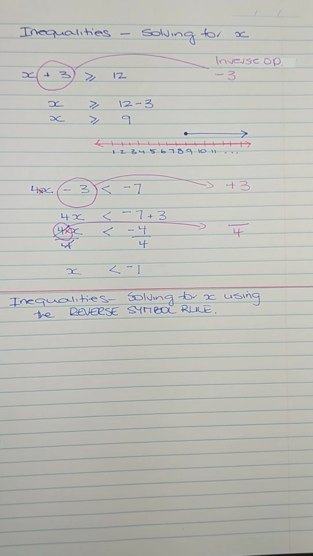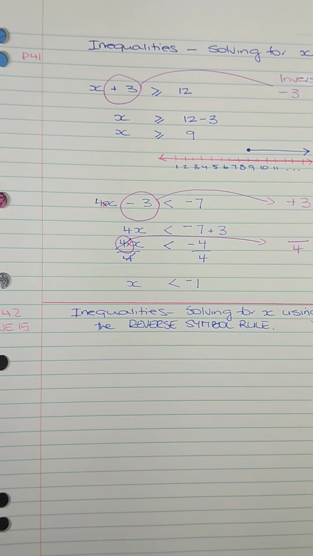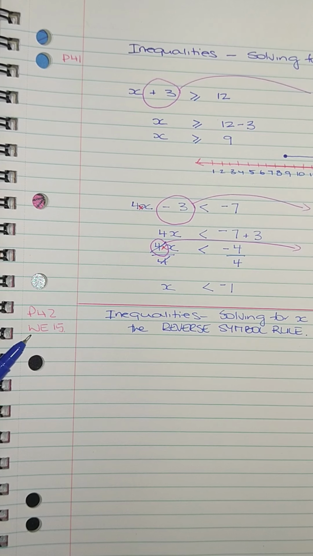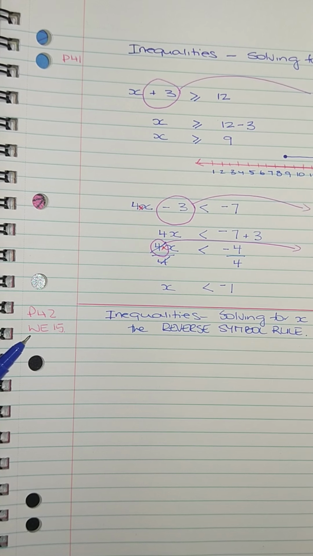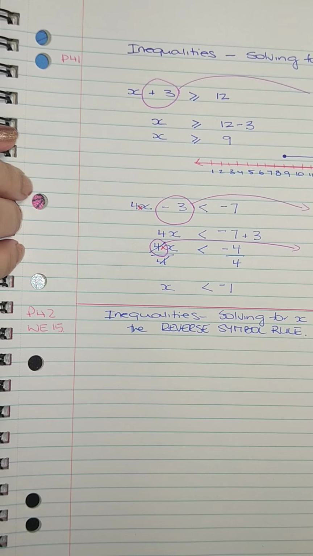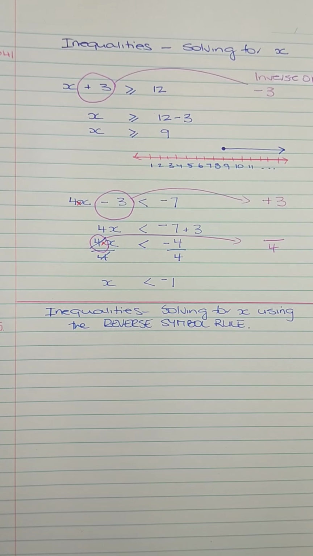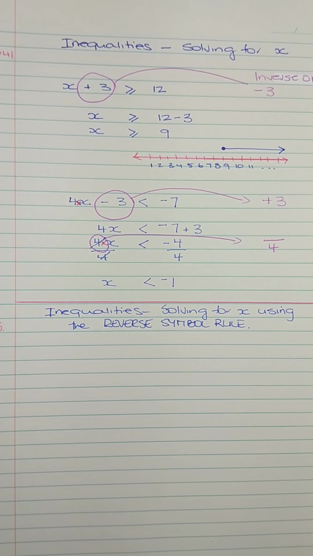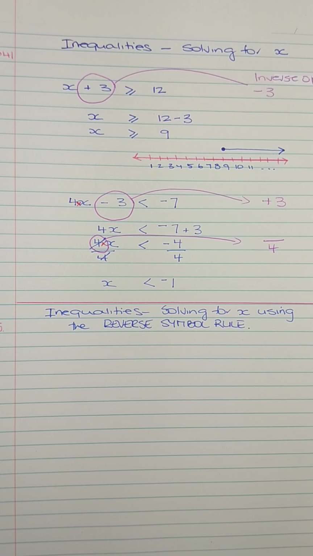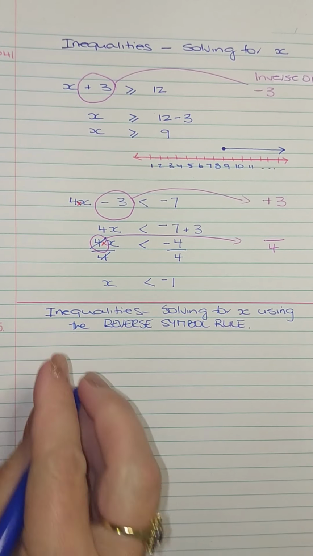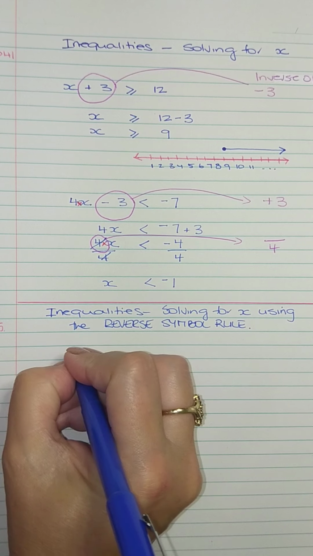We're looking now at page 42, at worked example 15. If you have your textbook handy, you can open that up and see some written instructions if you prefer. What we're doing is solving for x within an inequality, and we're going to be doing a reverse the symbol rule example. So I shall just write out the inequality.